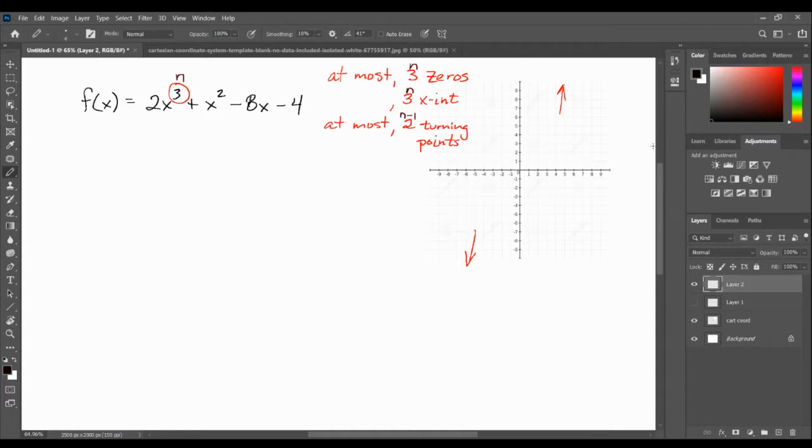You do have some homework problems that will ask you the max number of real zeros, the max number of x-intercepts, and the maximum number of turning points, and those are based on this formula. That the degree of the function is the max number of real zeros, which is the max number of x-intercepts, and we subtract 1 from the degree to get the maximum number of turning points.